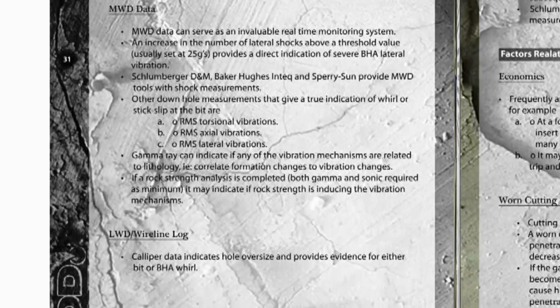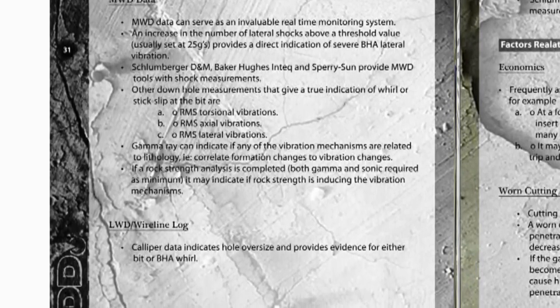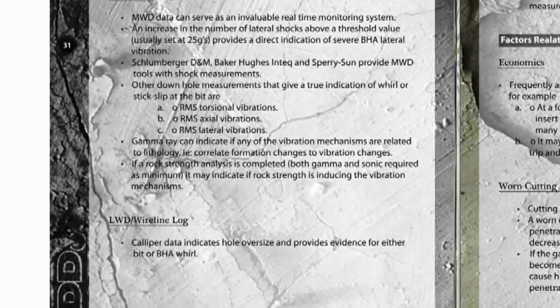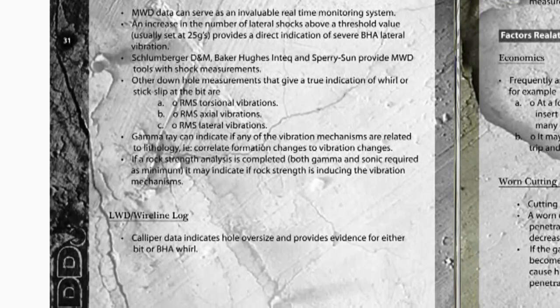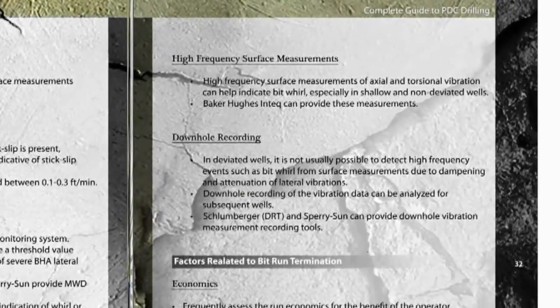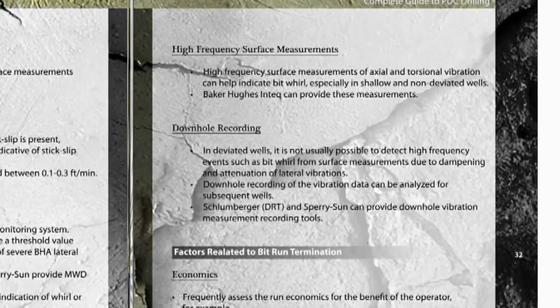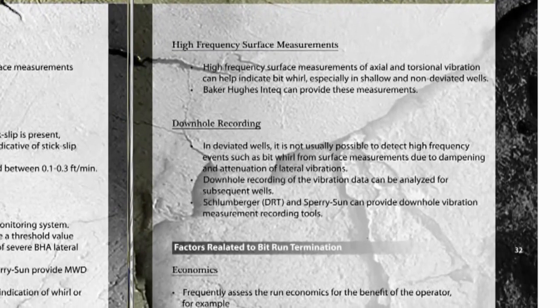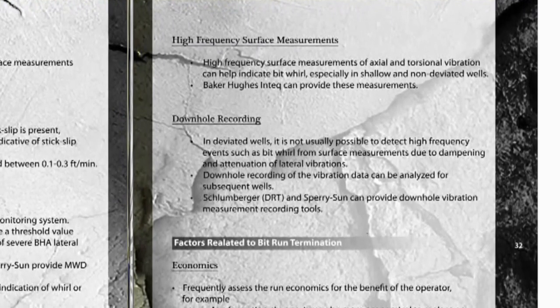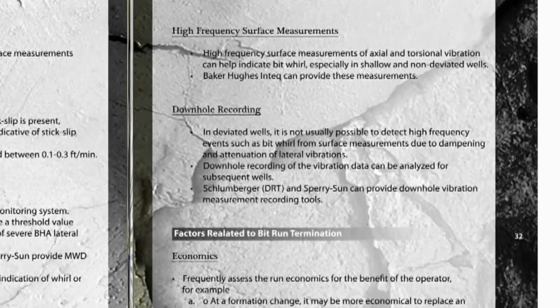LWD or wireline log. Caliper data indicates hole oversize and provides evidence for either bit or BHA whirl. High-frequency surface measurements. High-frequency surface measurements of axial and torsional vibration can help indicate bit whirl, especially in shallow and non-deviated wells. Baker Hughes Intec can provide these measurements.